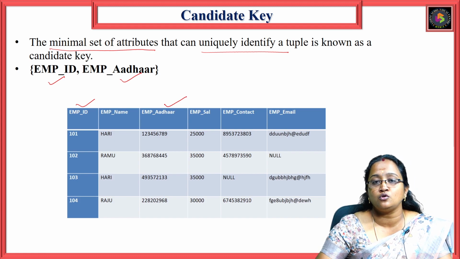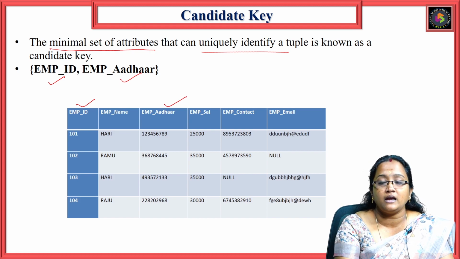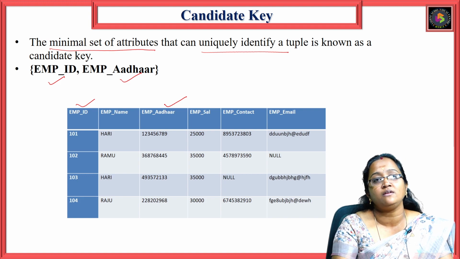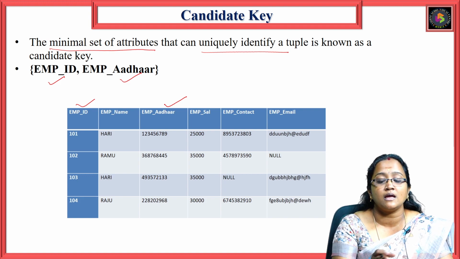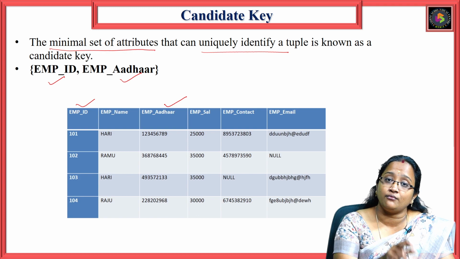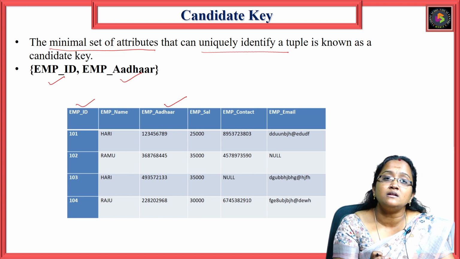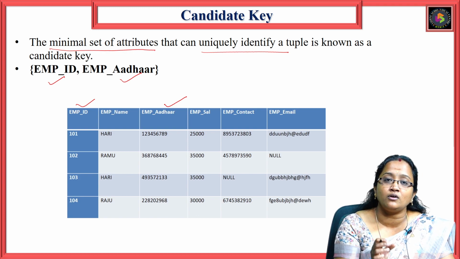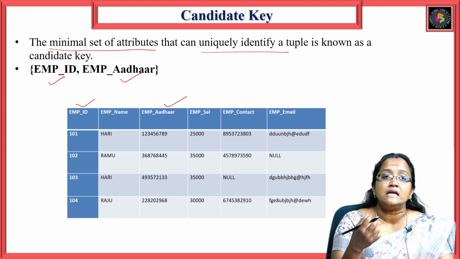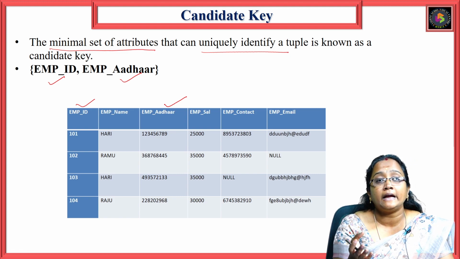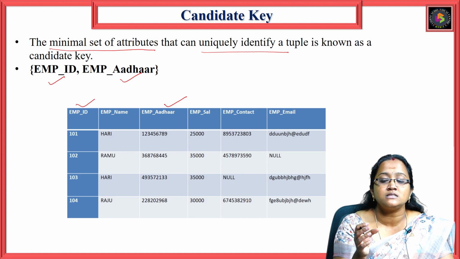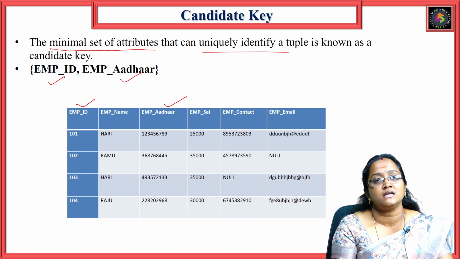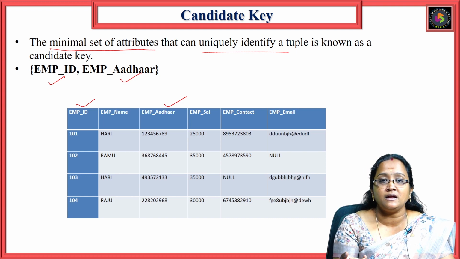Here we should not take the combinations, like employee ID with employee salary or employee ID with the contact. We should not take them because employee ID we have already referred. So this is a minimal set of attributes. Once we have referred to one, we should not consider it the next time. So this is called a candidate key. Minimal means it should not be repeated.